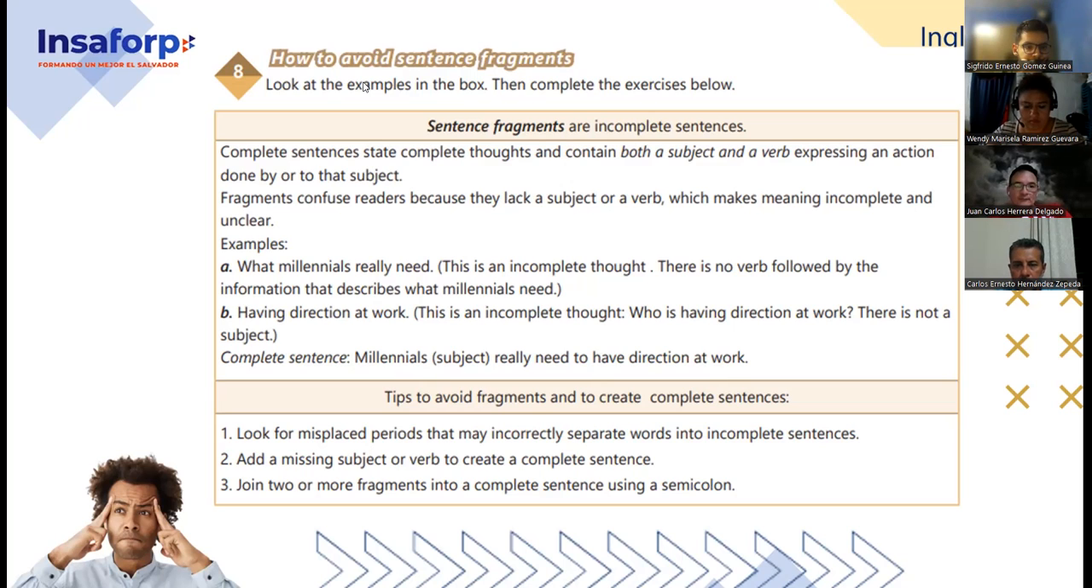If there is not a period, you can change it. If you need a comma, use a comma. If you need to complete the sentence, you had to check this part, right? Modify the sentence in order to be a clear and complete sentence.